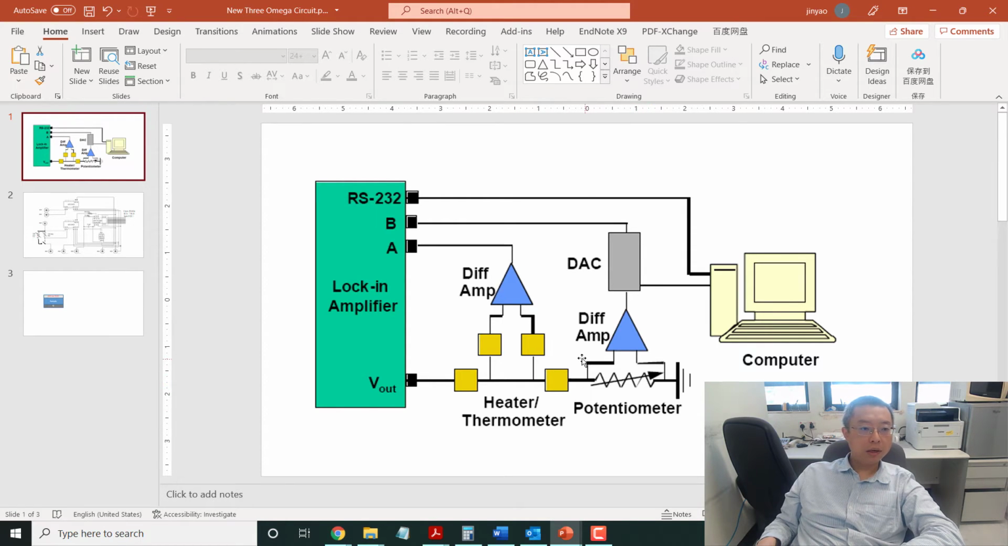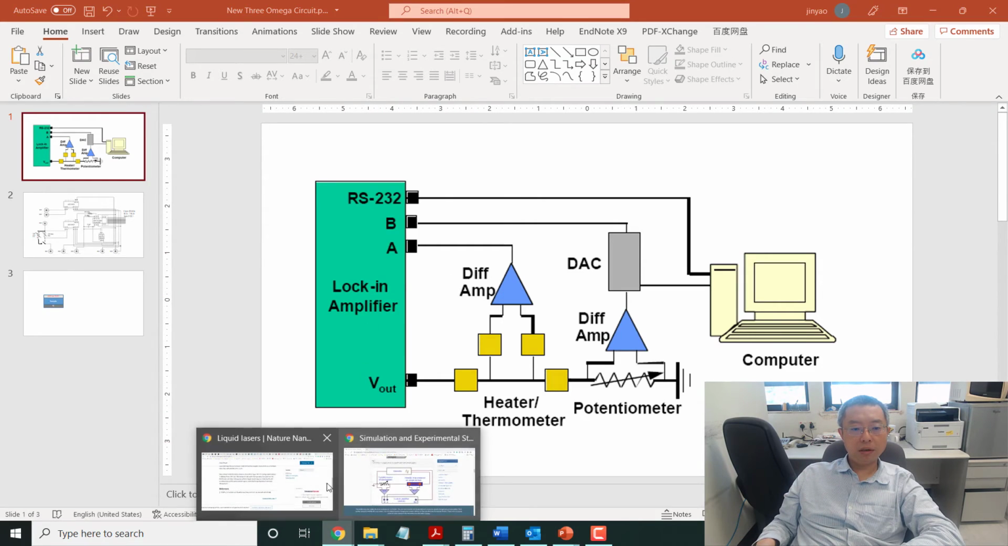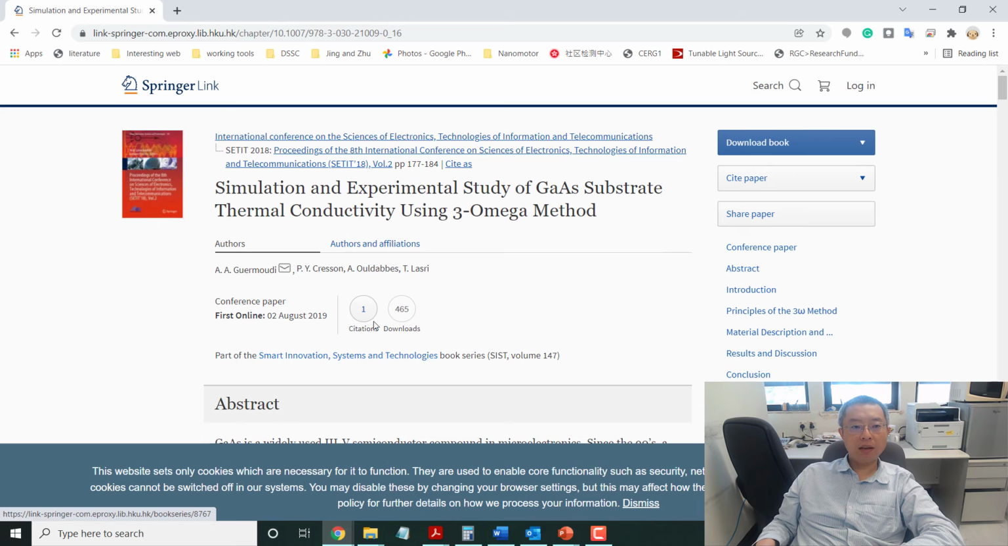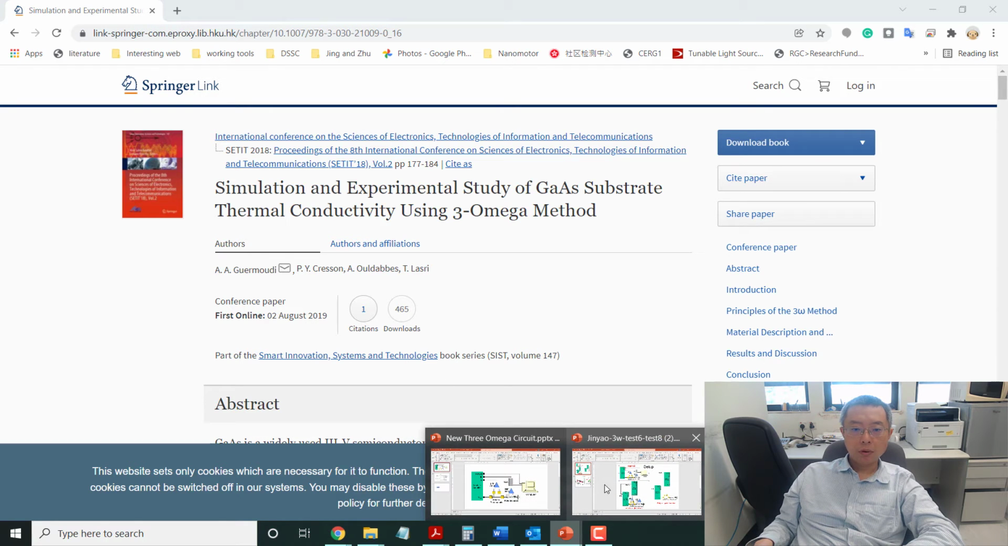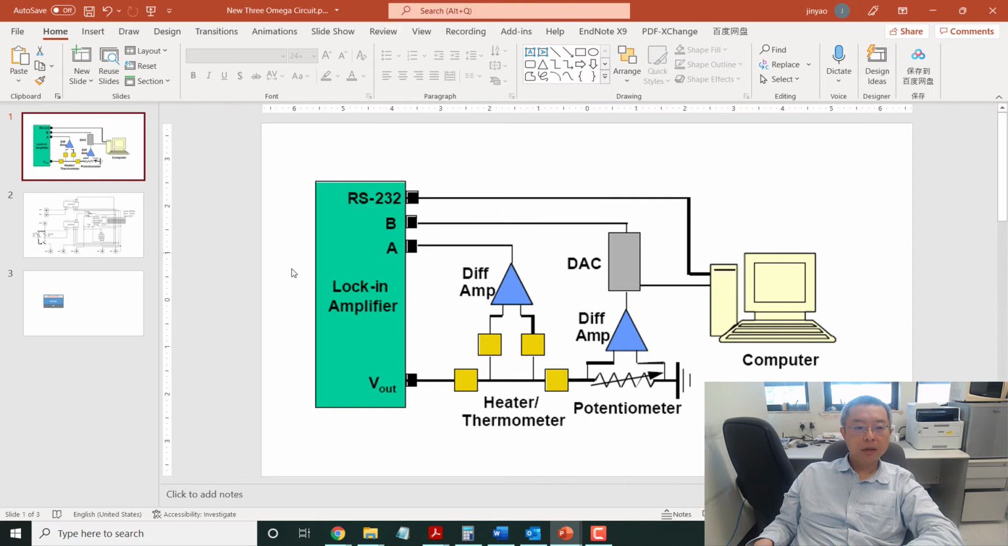Okay, for more detailed descriptions about the instrument or the method, please check the papers as listed here, with the simulations and the experimental studies. There is a lot of theory behind it, but here we want to see how well we can actually make this. In order to do that, we need some kind of electronics.